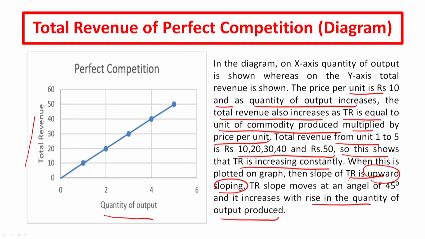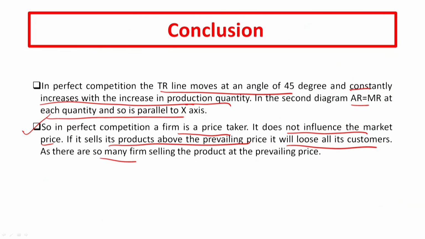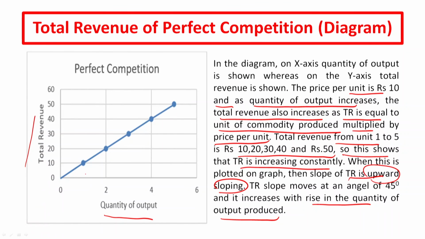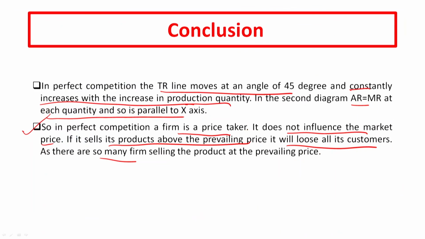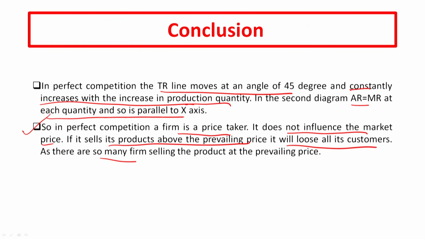Then I discussed the total revenue diagram of perfect competition, where you can see the TR increasing as the output increases. Then the AR and MR diagram, where AR is equal to MR is equal to price. It forms a 45-degree angle, and the firm is a price taker.